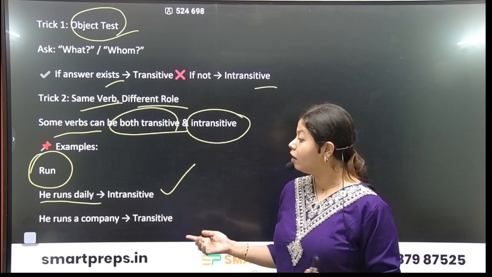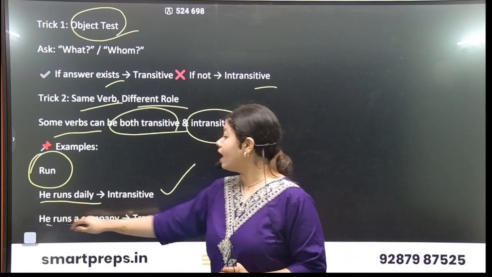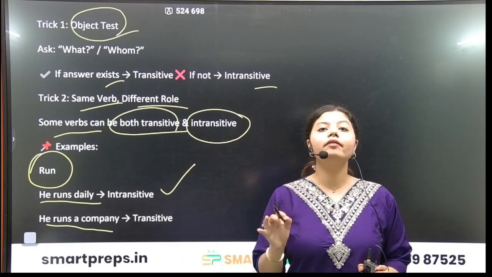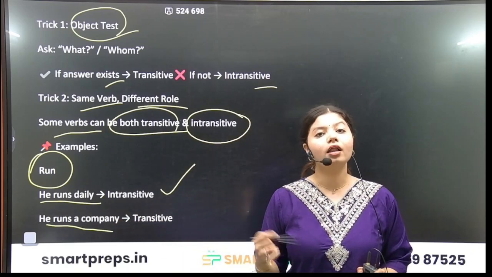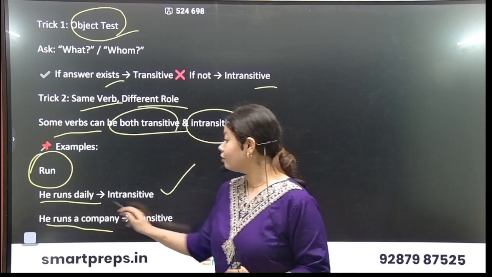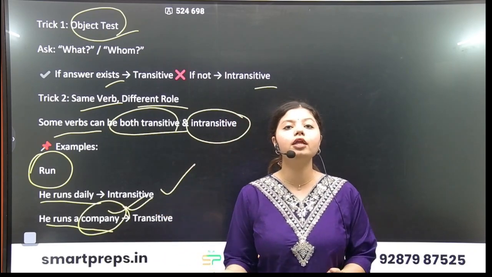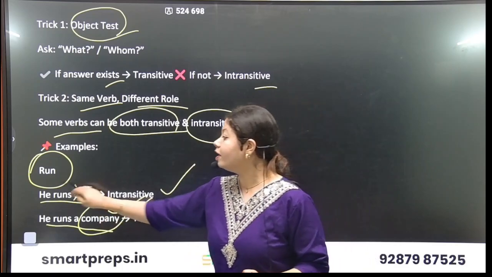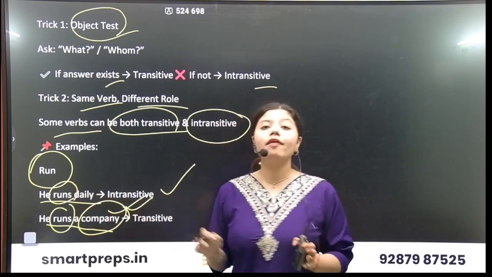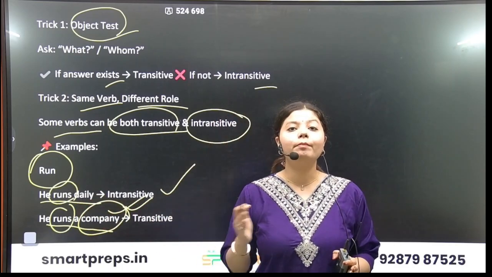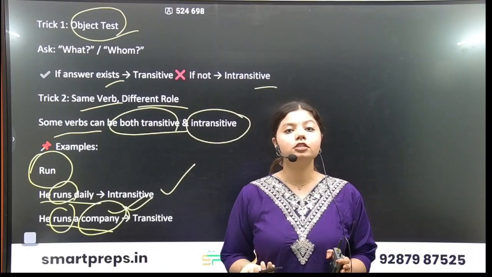Now again, for the transitive, he runs a company. So now there is an object. The object is company. He runs what? He runs a company. So the verb run is there in both kinds of verbs, but they play different roles.